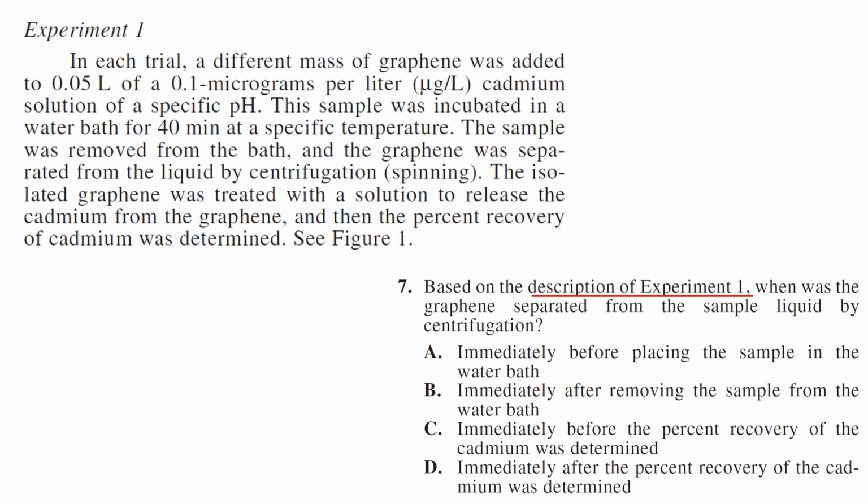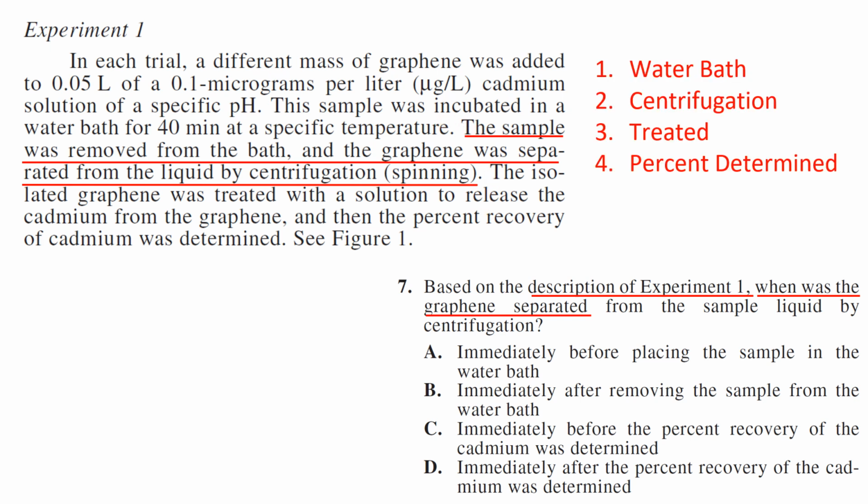So based on the description of experiment 1, make sure you're looking at the description of experiment 1. When was the graphene separated from the sample liquid by centrifugation? So you can see where it says it was separated, and then you can go through the steps. Step 1, step 2, step 3, step 4. You can write them down if you need to, but it was separated right after the water bath, so B.